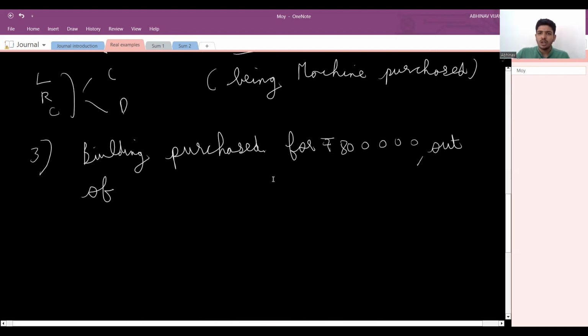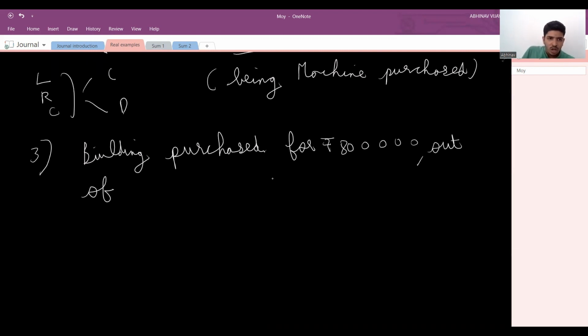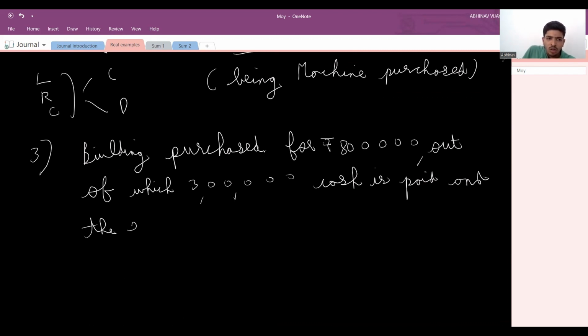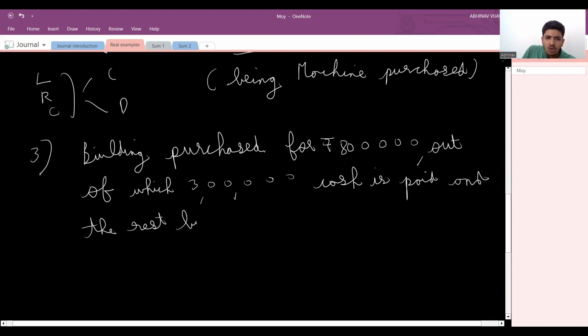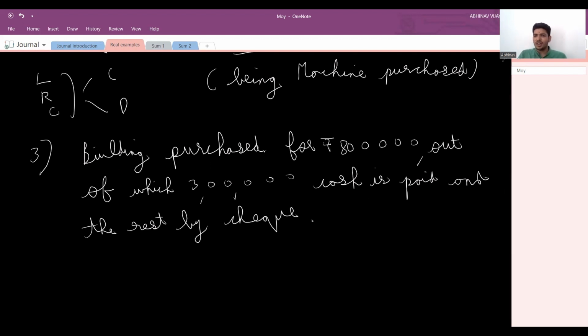Now, continue with this question. Out of which 3 lakh cash is paid and the rest by check. Come on. Now, this is the part where the concept takes the full picture.